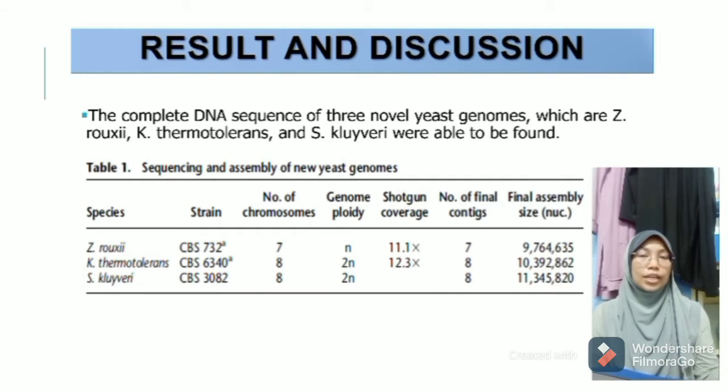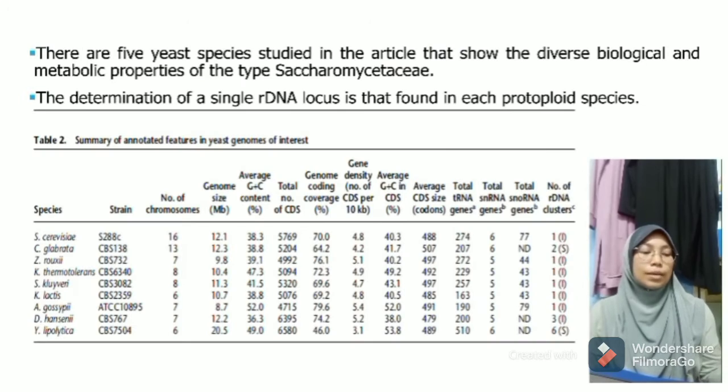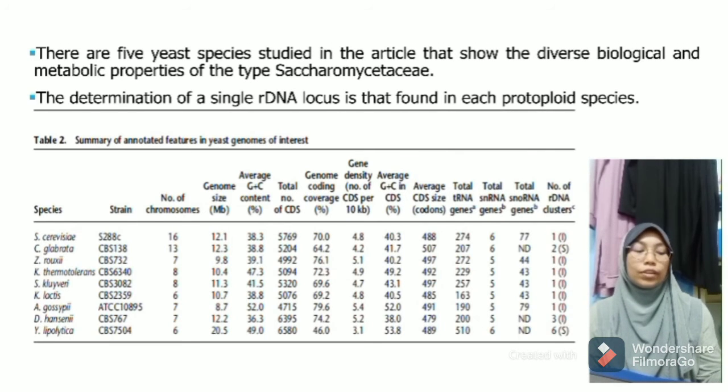The goal of this study is to characterize and compare gene content and genome organization of Saccharomyces that did not experience the ancestral whole genome duplication that sculpted the genome of S. cerevisiae and its closest relatives. So they determined the complete DNA sequence of these three novel yeast genomes in the table shown. Table 2 shows the summary of annotated features in the yeast genomes of interest.